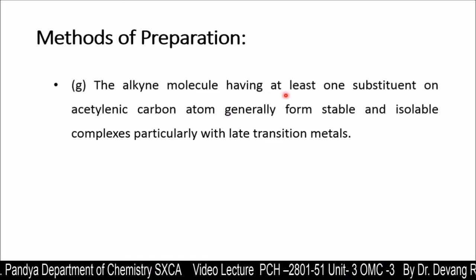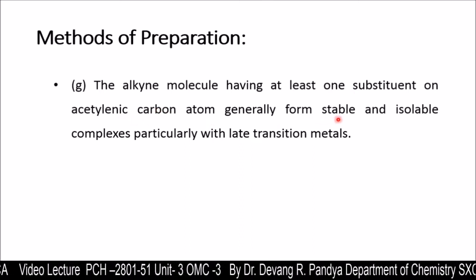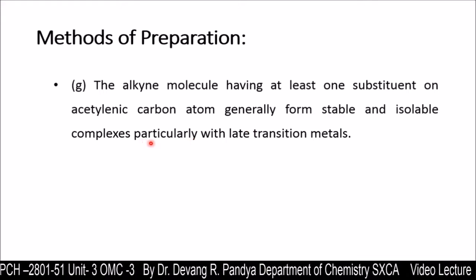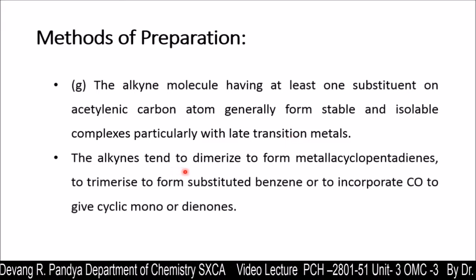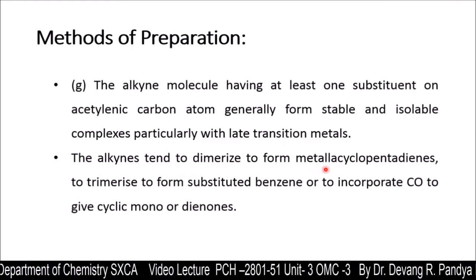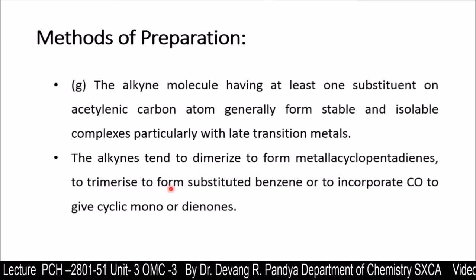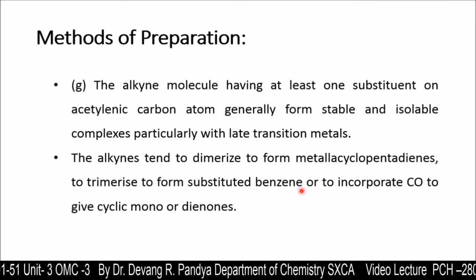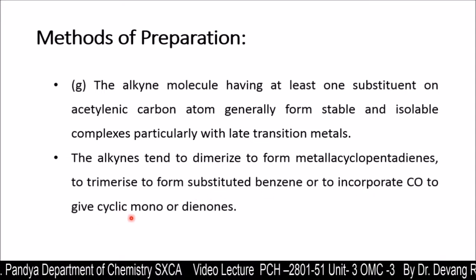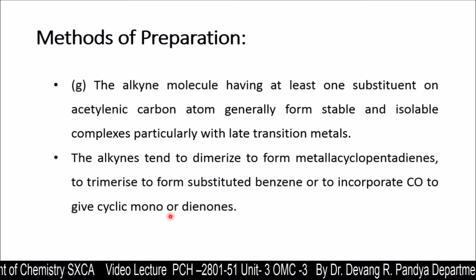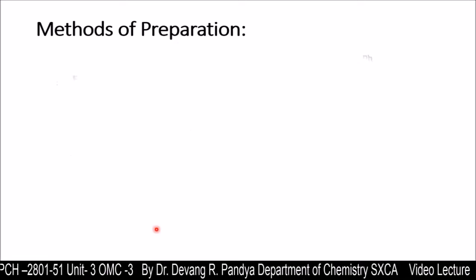Alkyne molecules having at least one substituent on the acetylenic carbon atom generally form stable and isolable complexes, particularly with late transition metals. The alkyne tends to dimerize to form metallacyclopentadienes, to trimerize to form substituted benzene, or to incorporate carbon monoxide to give cyclic mono- or diones. We're going to see examples for that preparation over here.